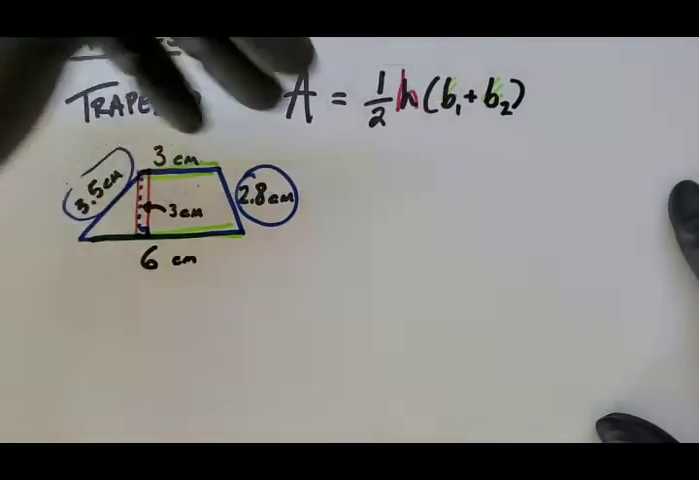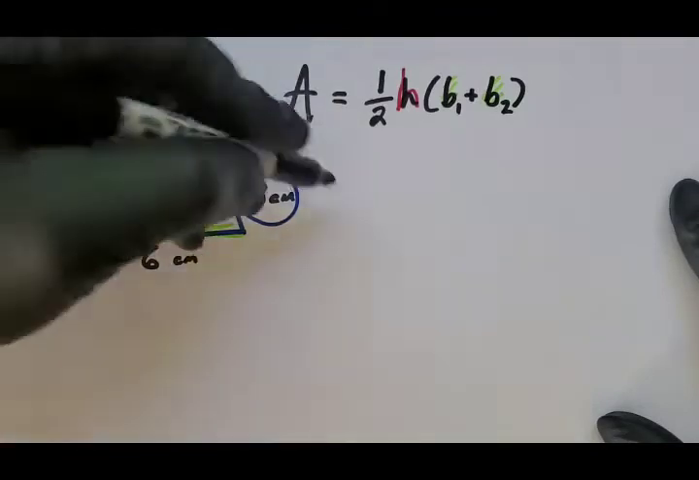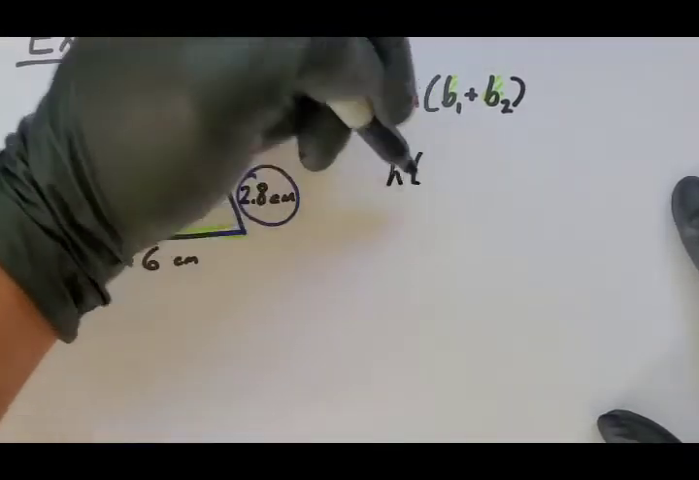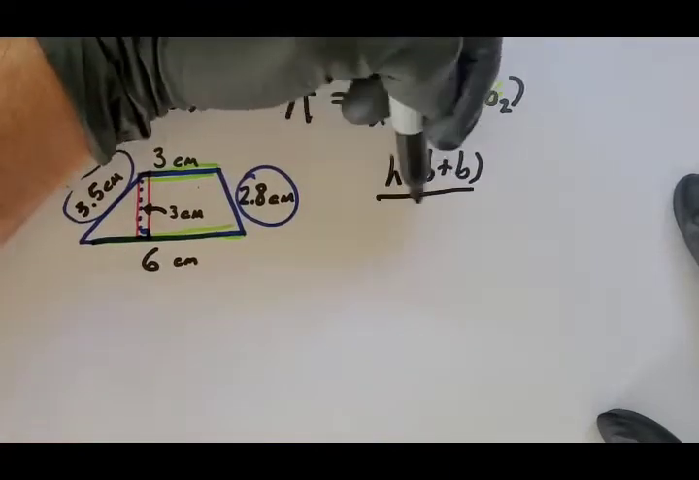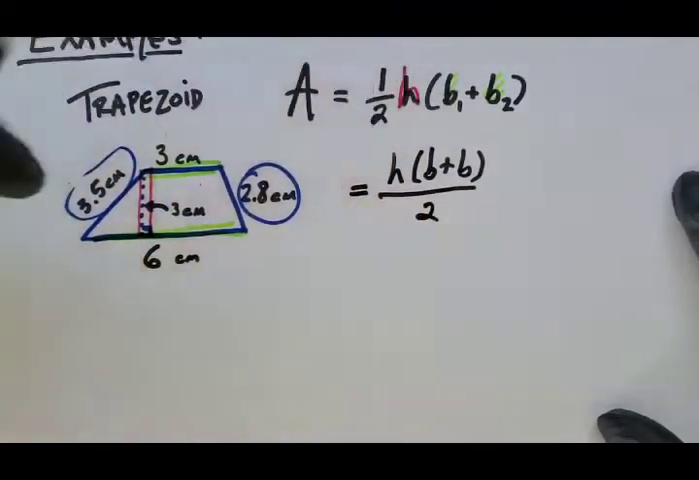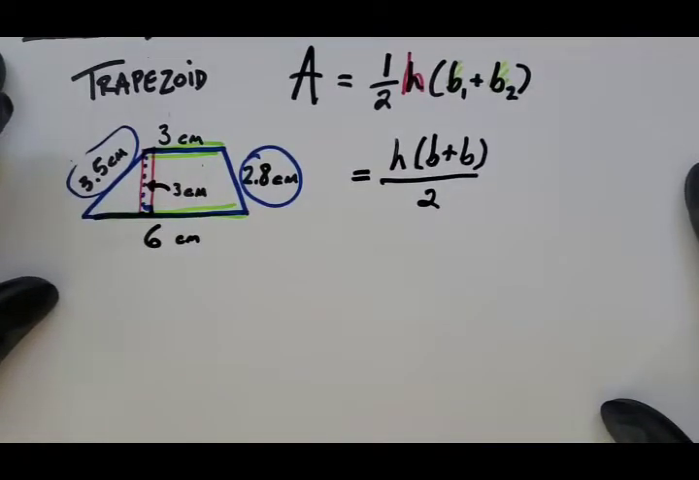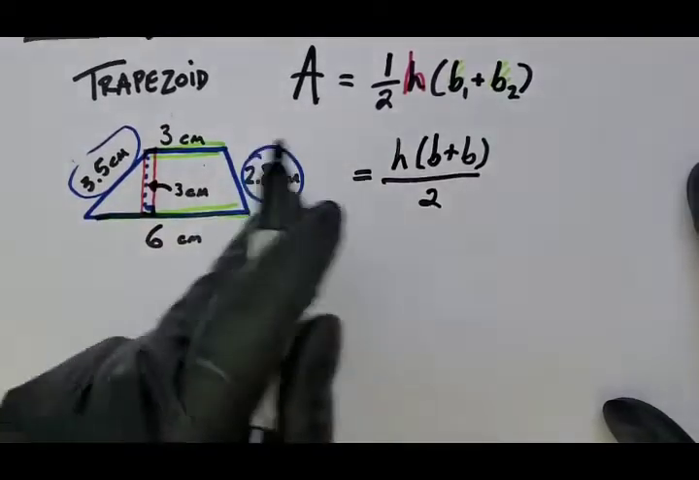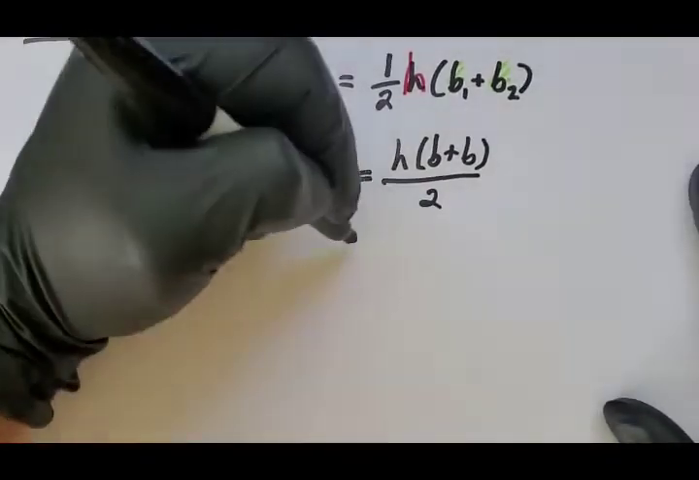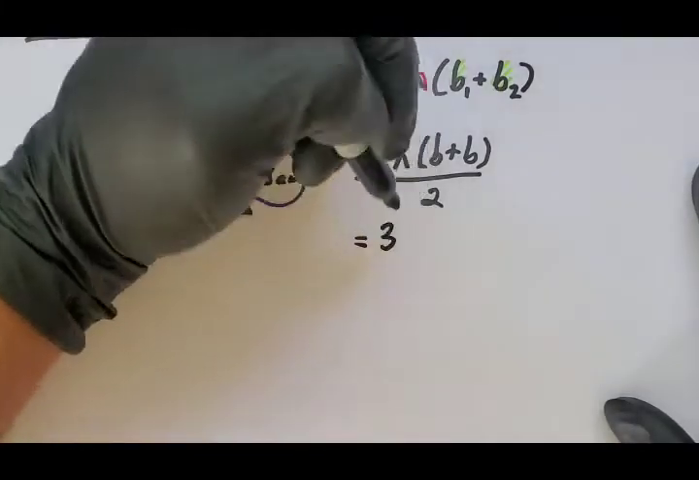I always like for you to write the formula out. I don't typically write it like this. I usually write it as height times base plus base, all divided by 2, which is the exact same outcome. I'm going to take the diagram and the measurements, and substitute them into the formula. In this case, the height happens to be 3 centimeters.